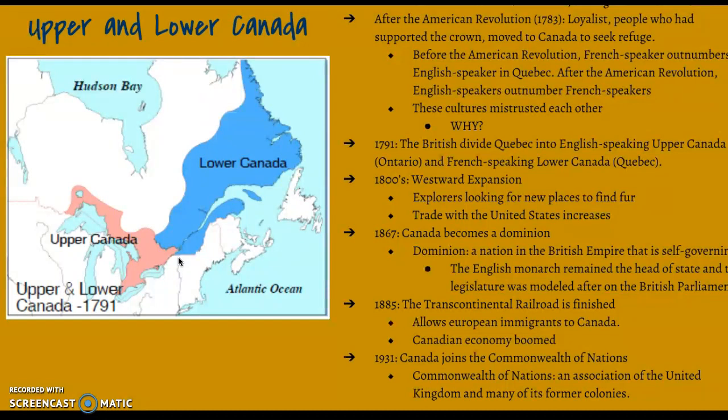I also asked on your test, what are the two languages of Canada, and explain why they are your top languages. It's going to be English and French, because those are your two original settlers, and as Canada is becoming more diverse, we still see those as our two top languages because it's the majority of ethnic groups that are living there.